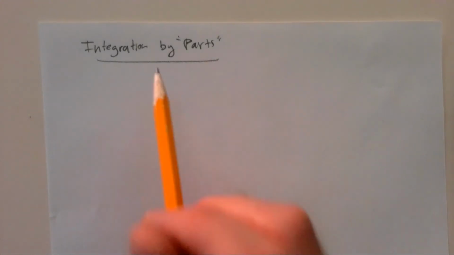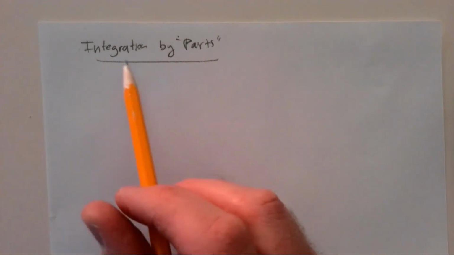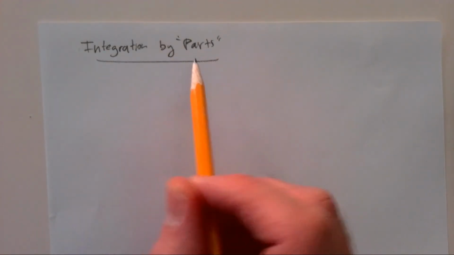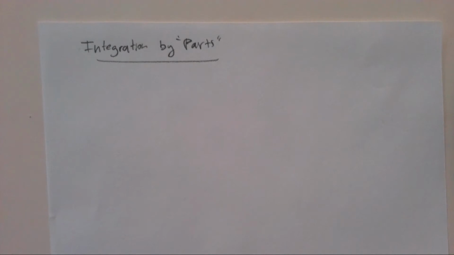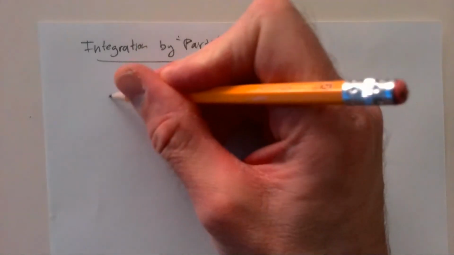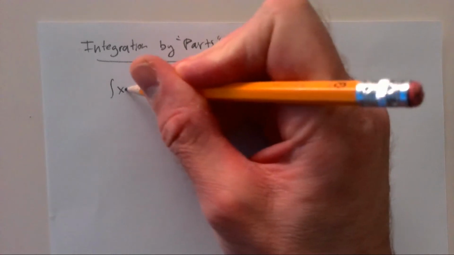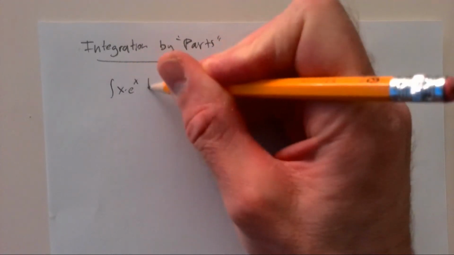Today we're going to look at a method for integration called integration by parts. The motivation behind this technique is really to tackle some integrals we just can't do much with. So for example, let's say that you had the integral of x times e to the x dx.